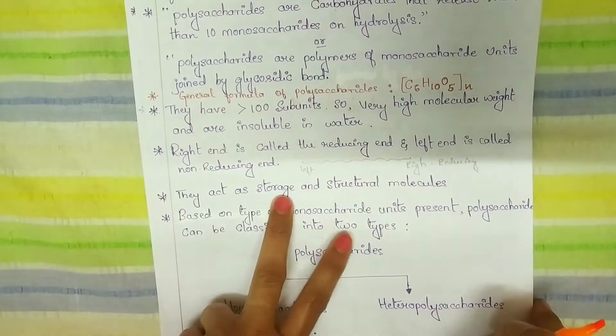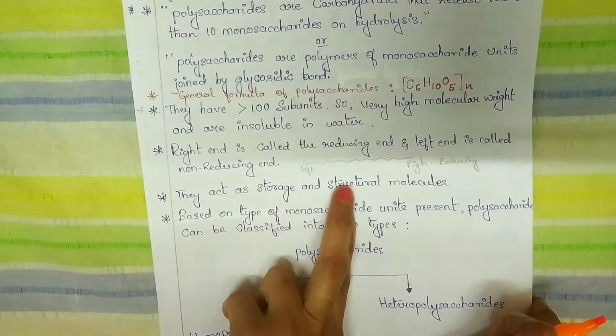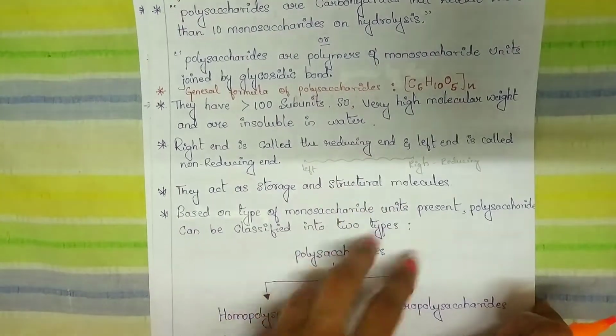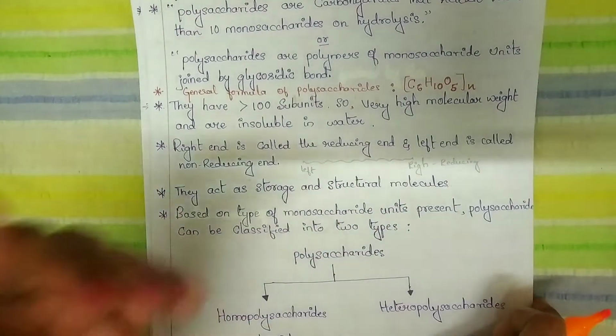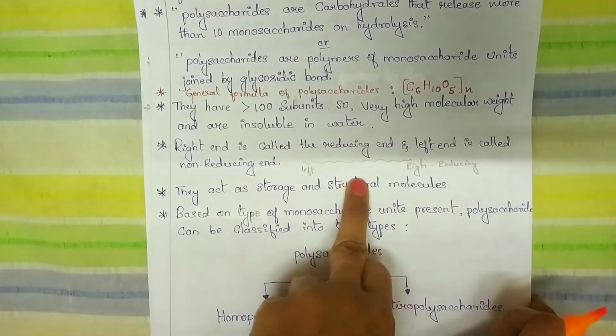And what are the functions here? They act as storage molecules. The polysaccharides act as storage and structural molecules. Structural means they give support to the structures or organs, and they act as storage molecules as well as structural molecules.